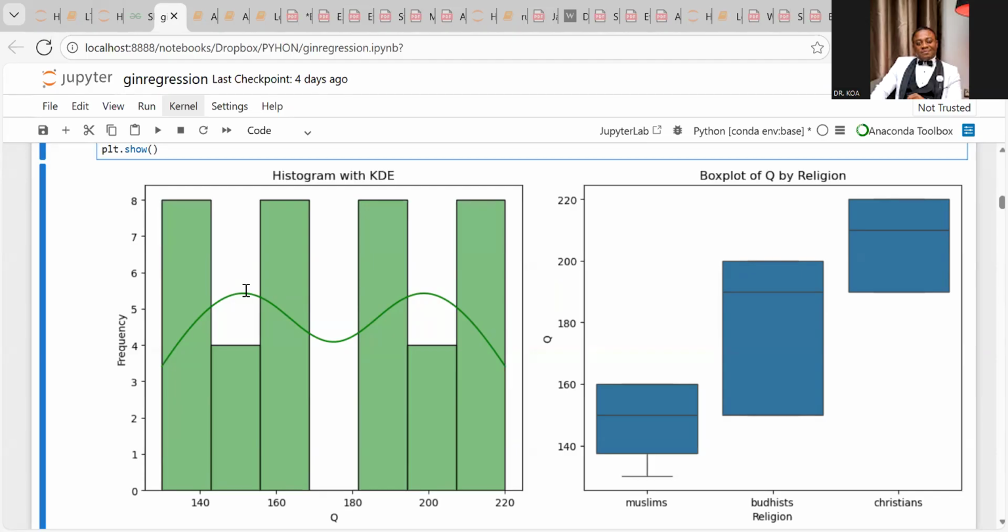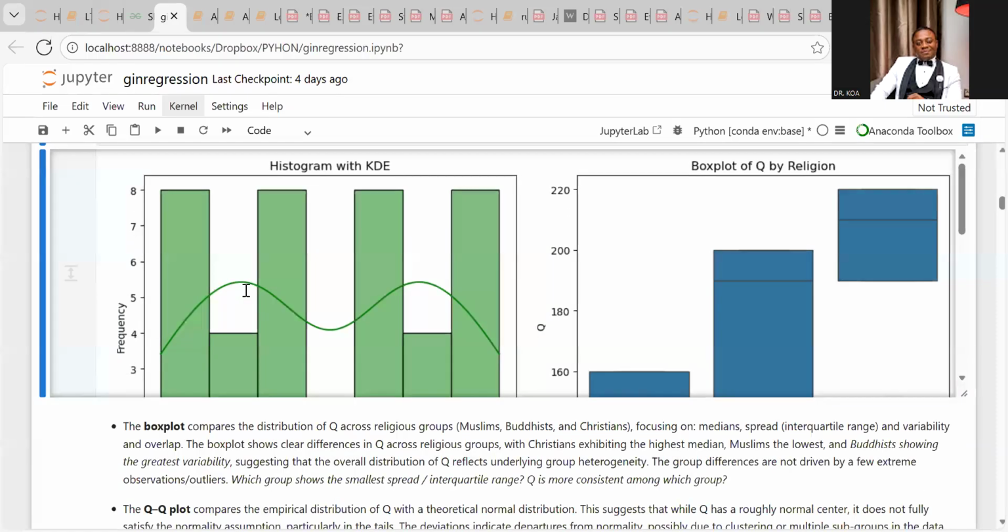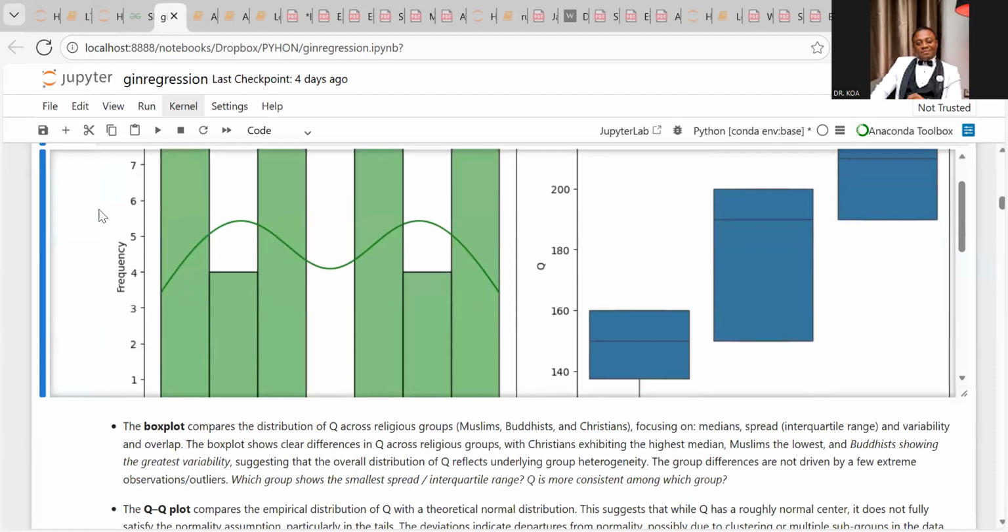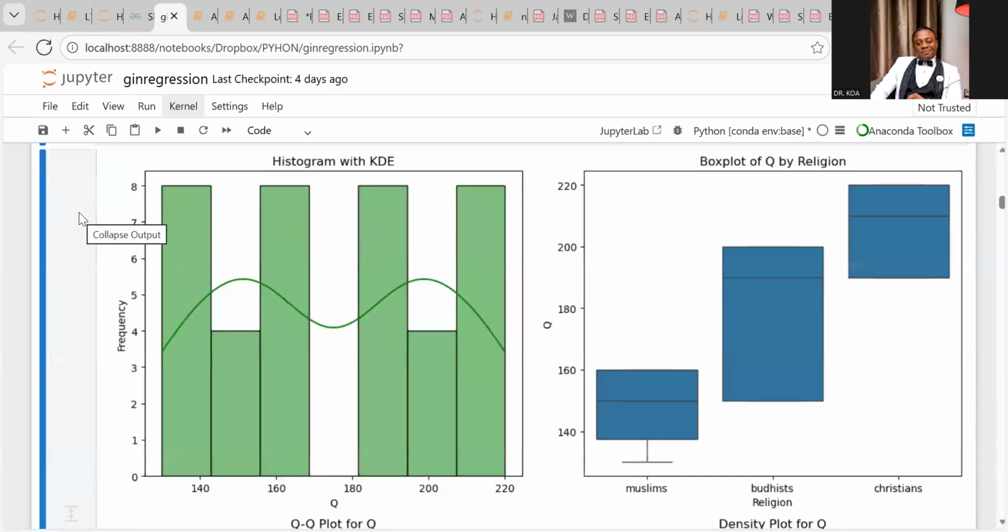How many peaks does it have? As you can see, it has two peaks. And because it has two peaks, it exhibits multimodality.